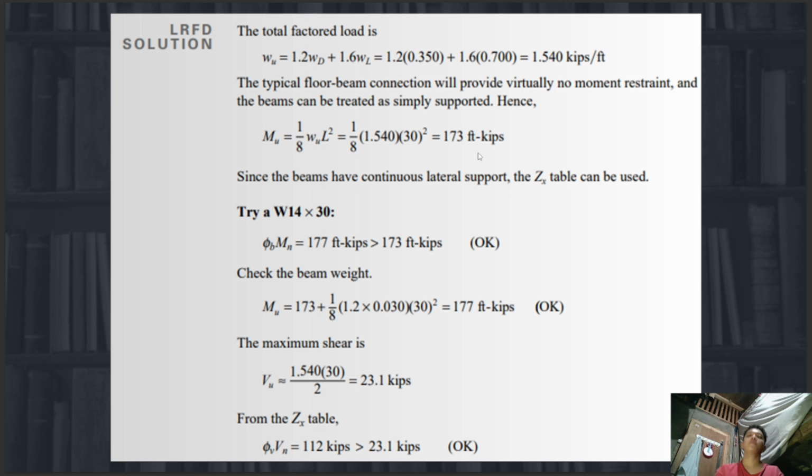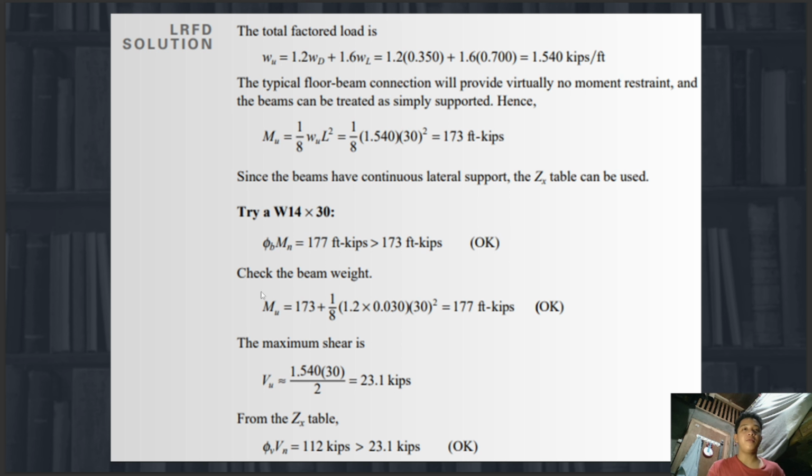So feet kips, or kips feet. So since the beams have continuous lateral support, the ZX table can be used. Kay mag-design man ta, mag-try ta og beams. Since ang beams nato is wide flange, magamit ta ang W. So okay, try ta og W14 times 30. So from the table, ang phi M n niya is equal to 177, in which mas dako siya sa atong value nga 173. So okay siya, satisfy siya.